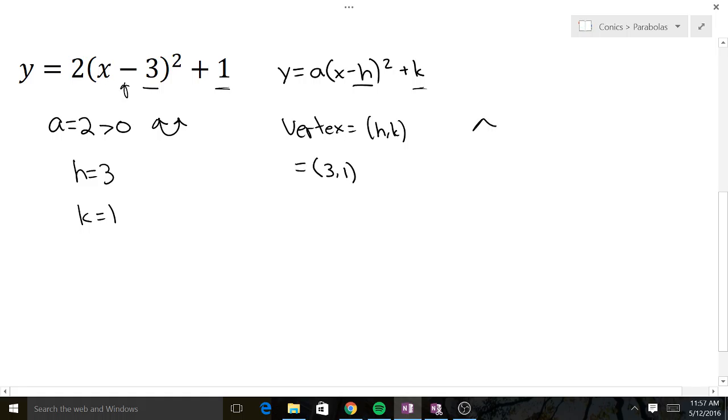So now if we were to draw a quick graph, we've got 1, 2, 3, and we've got 1. That's where our vertex is. And then we can use the fact that a is greater than 0, so we know that it's going to be opening up on both sides. That's not a very good parabola, but you get the point. It's opening up, and the vertex is at (3, 1). So that's just using vertex form.